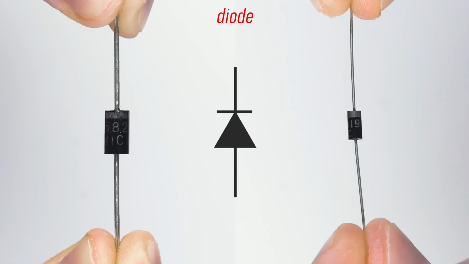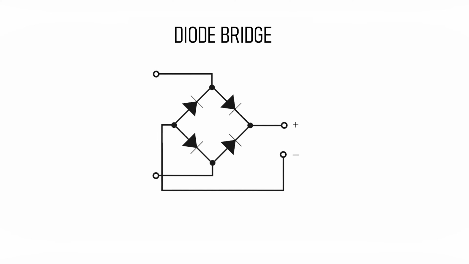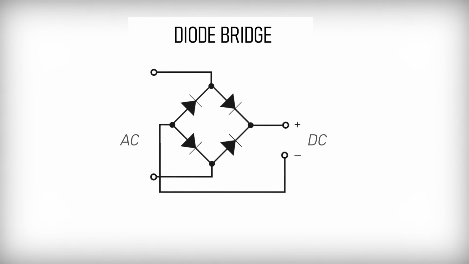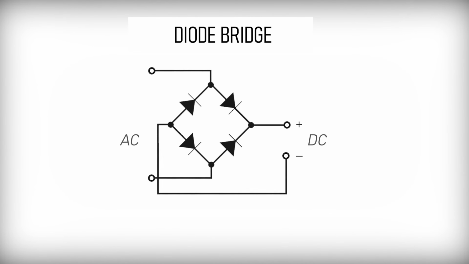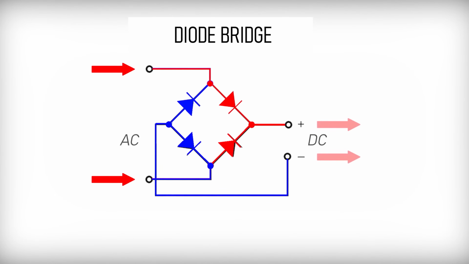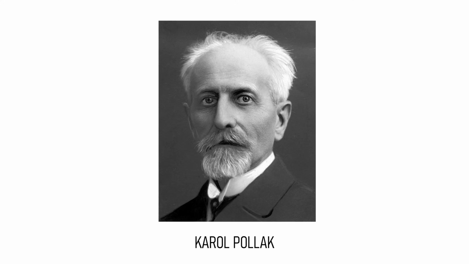In a circuit, diode is most often used to rectify alternating current, AC, and it's almost indispensable as a rectifier. For that purpose, 4 diodes are usually connected in a bridge, like this. Alternating current is fed here, and direct current is taken from here. The diode bridge circuit was invented by Polish electrotechnician Karol Polak and patented in 1895.